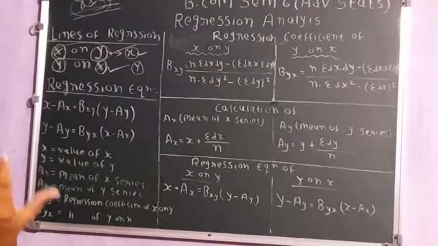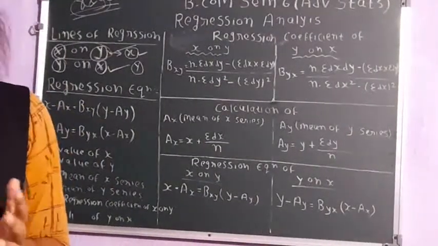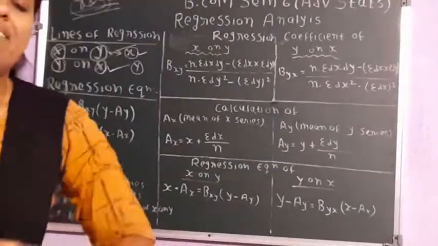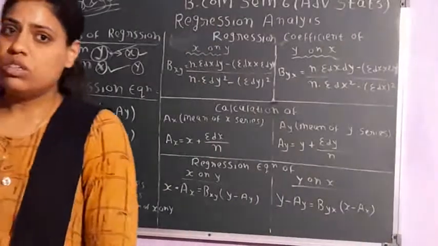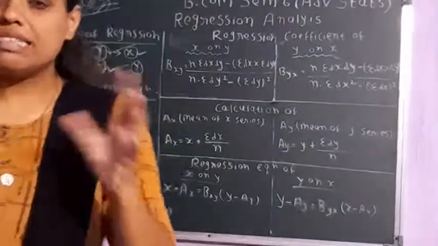Now the question comes: why do we have two lines of regression? Practically, both x and y variables may be required to be estimated. When we talk about the practical situation, both x and y variables are required to be estimated.